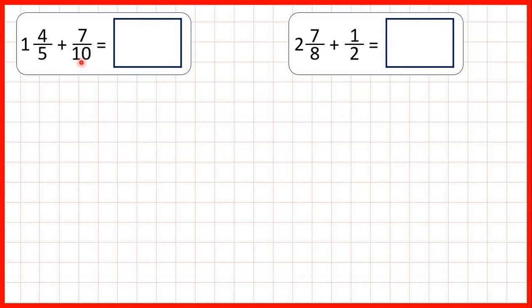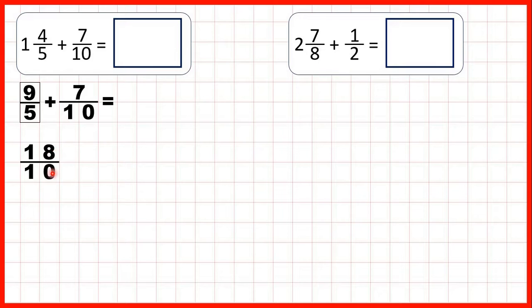Now we're adding a fraction to a mixed number, but this time we're going to get our answer by first changing the mixed number into an improper fraction. So 1 times 5 is 5, plus 4 is 9. So 9/5 is the same as 1 and 4/5, and we're adding 7/10. But to add fractions, we need the denominators to be the same. So we need to find a fraction equivalent to 9/5, which has a denominator of 10.